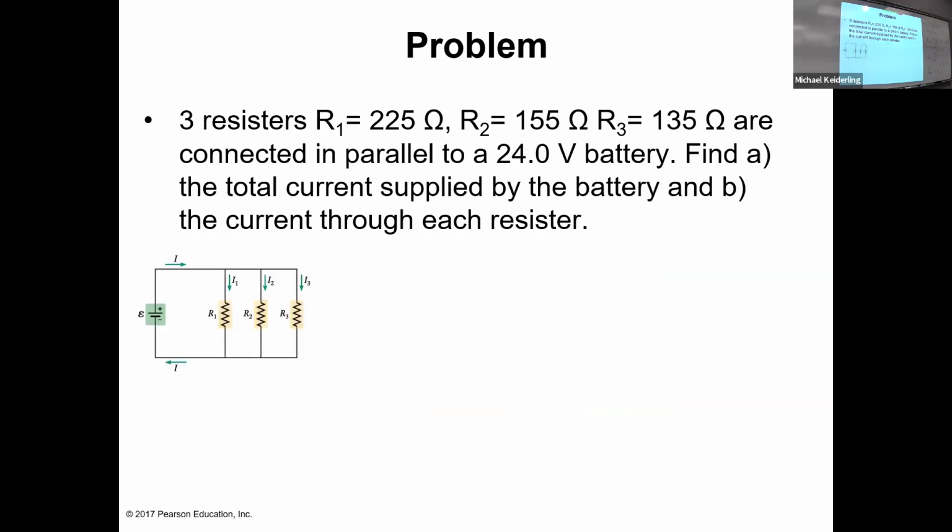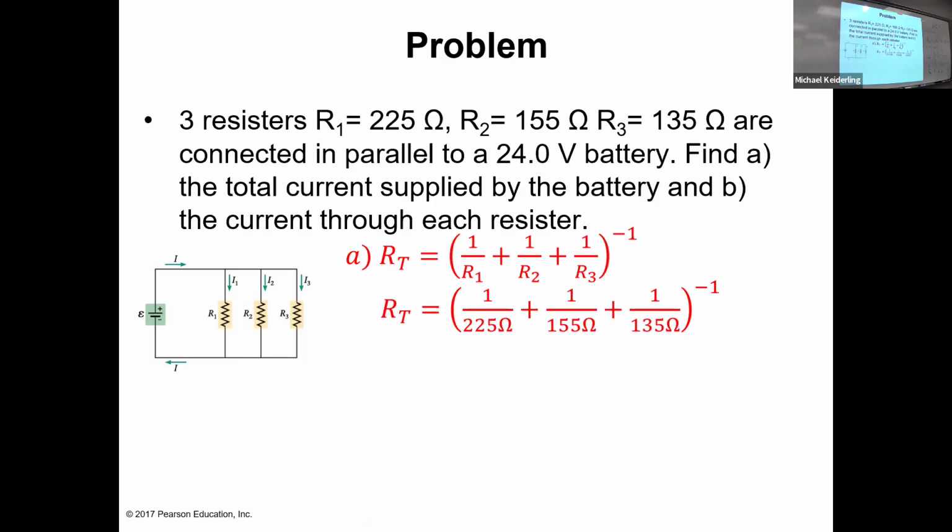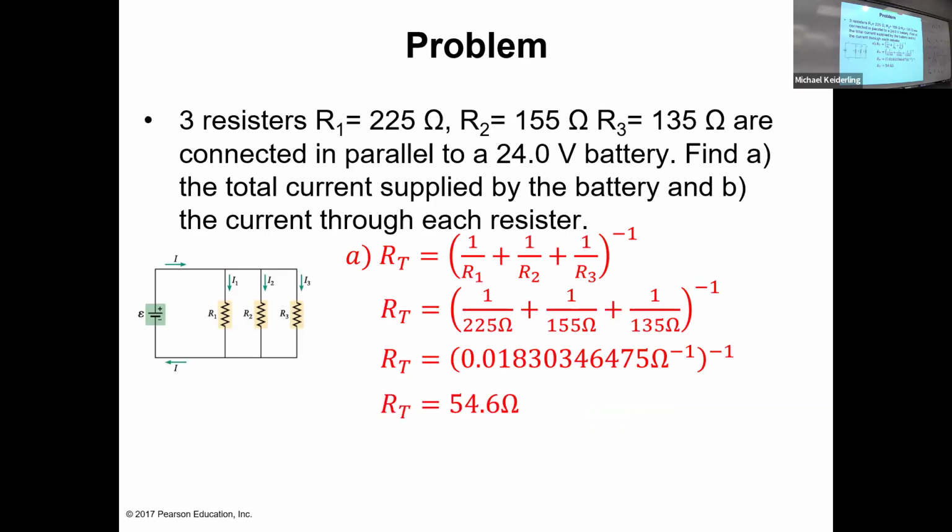Let's go through this process. First, total resistance is 1 over R1 plus 1 over R2 plus 1 over R3. So that's 1 over 225 plus 1 over 155 plus 1 over 135, all to the minus 1, which is 0.018. This number in inverse ohms to the minus 1 gives us 54.6 ohms. That's our equivalent resistance.